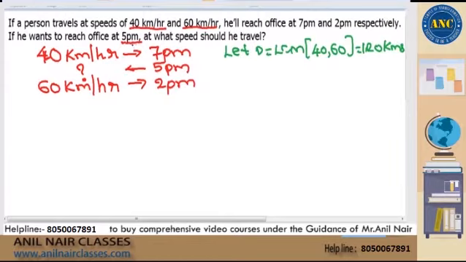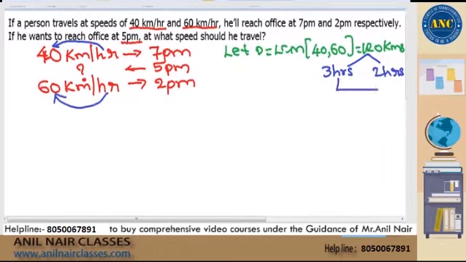If I assume it as 120 kilometers, first day, in 1 hour he will cover 40 kilometers. 40 kilometers per hour to cover 120 will take 3 hours. Second day, 60 kilometers per hour to cover 120 will take 2 hours. First day he is traveling for 3 hours. Second day he is traveling for 2 hours.